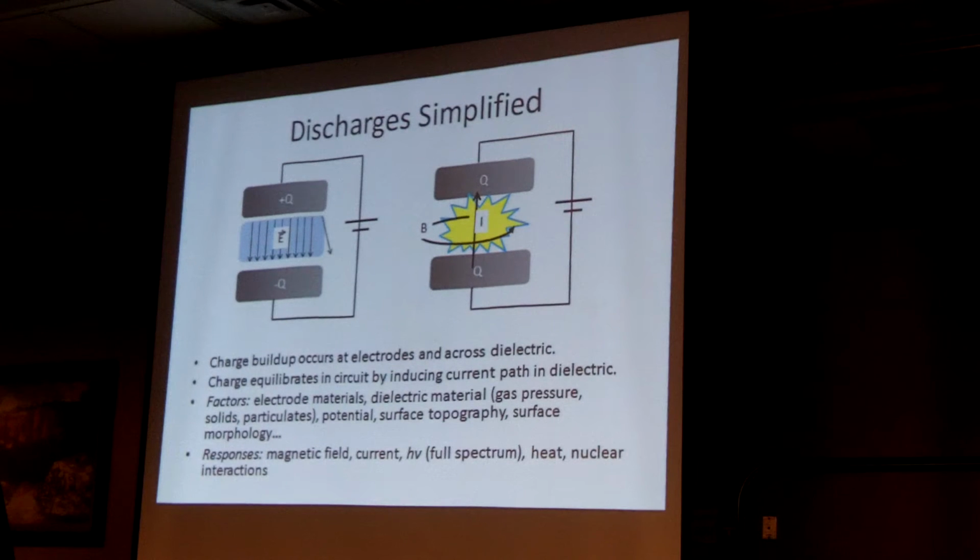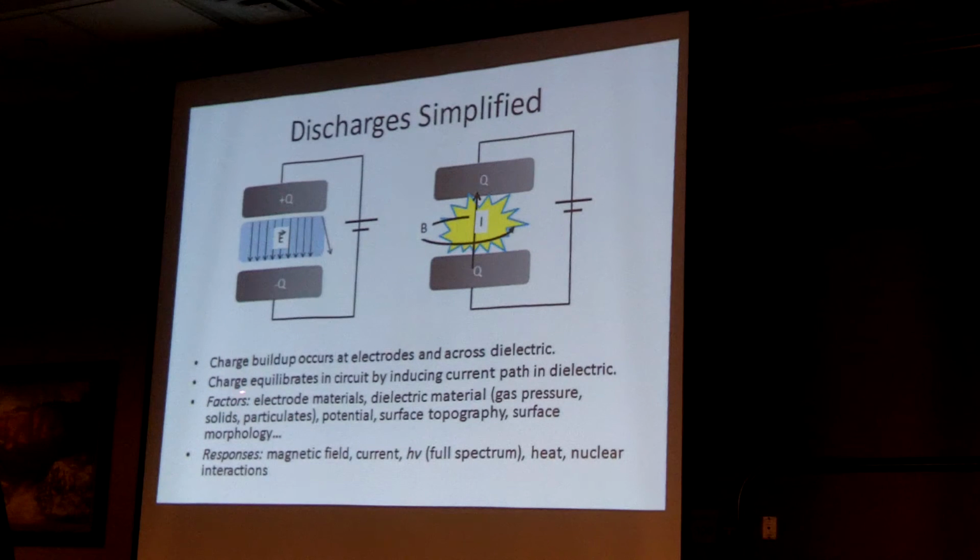And when that does happen, you have a series of responses. You could have magnetic fields induced, you have current, you have some sort of light and/or heat, you have your actual electric arc path. You may even have nuclear interactions, possibly transmutation. That's been talked about a little bit.